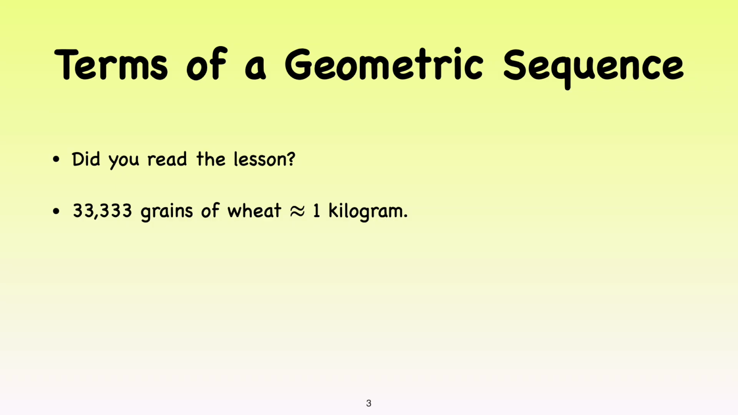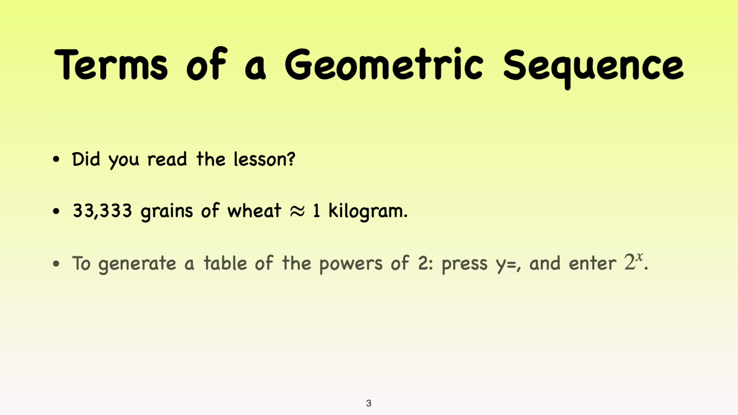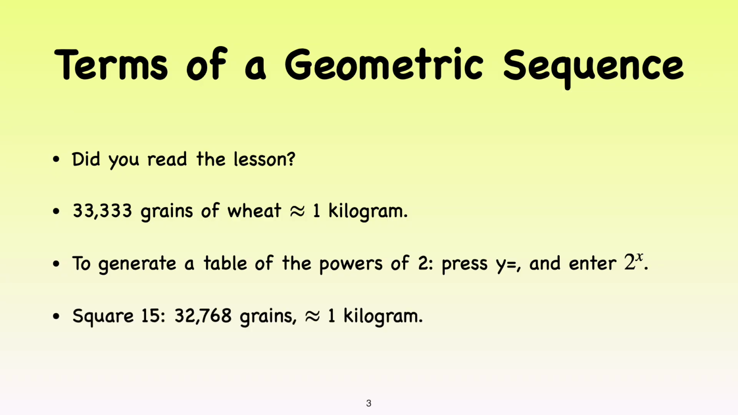In the story, the amount of wheat given to the game developer was doubled every day. That's a power of 2. Do you remember how to generate a table of powers of 2 on your calculator? Press the y equals button, then enter 2 raised to the x power. Now, go look at the table. On square 15, the inventor of chess would have received about a kilogram of wheat.